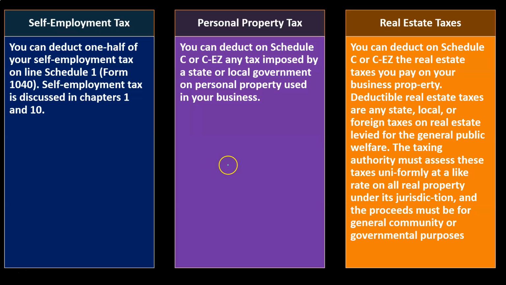Real estate taxes, you can deduct on Schedule C or C-EZ. Real estate taxes you pay on your business property. Deductible real estate taxes are any state, local, or foreign taxes on real estate levied for the general public welfare. The taxing authority must assess these taxes uniformly at a like rate on real property under its jurisdiction, and the proceeds must be for general community or government purposes. So if they assess real estate property, obviously if the real estate is used for the business exclusively, typically you can deduct that as basically taxes.